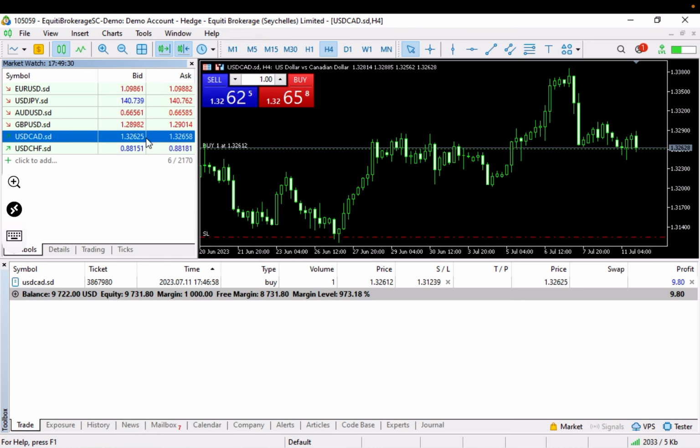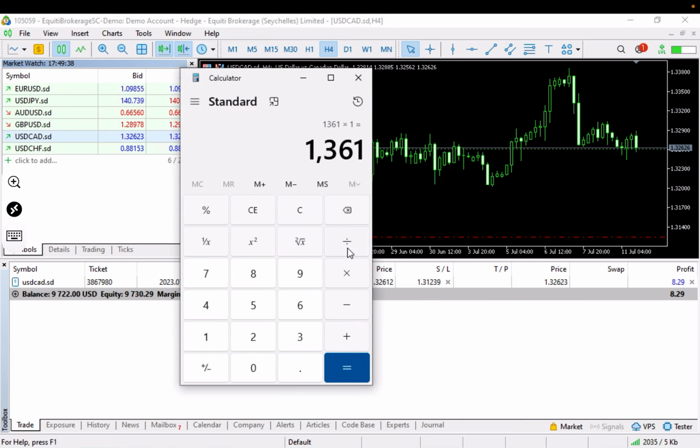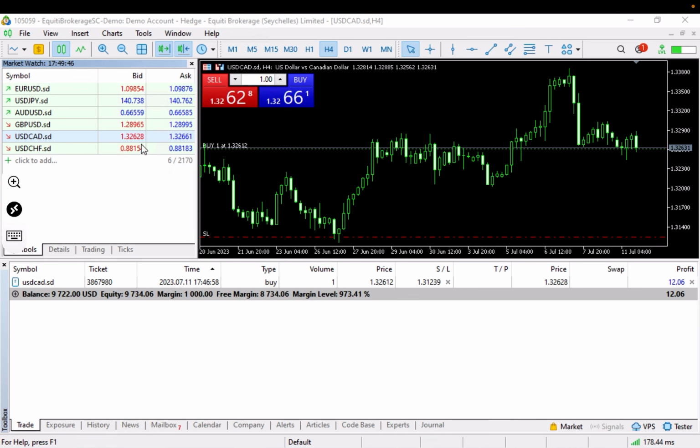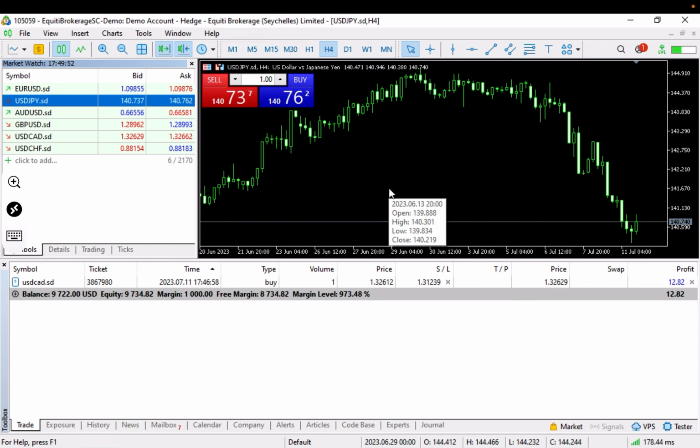So this is the current value, but this is not going to be the value of the Canadian dollar when the market reaches there. So let's say my SL is 1.31239, then I can simply divide by 1.31239, and this is the value in dollar. That's why it was showing like this. In the case of USD JPY, which is not in 5 digits, you still have to divide by the 5-digit format. For example, let me close this position.